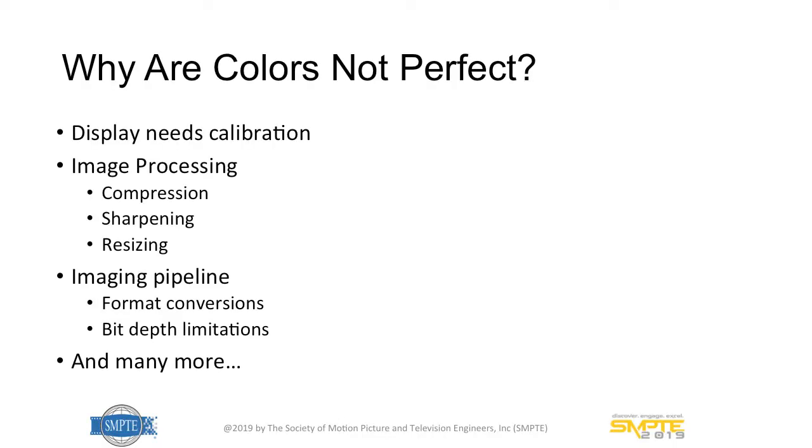Why are colors not perfect? There's a reason we're talking about measuring color differences here. First, displays might need calibration. You might have to measure the color of one thing versus what you expect and make some sort of decision. Second, you might have image processing concerns. You might have done some compression, sharpening, noise reduction, or resizing. Also, in your image pipeline, you might have limited bandwidth, so you might be reducing bit depth. You might have different format conversions. There's lots of reasons why you might introduce color errors into your system.